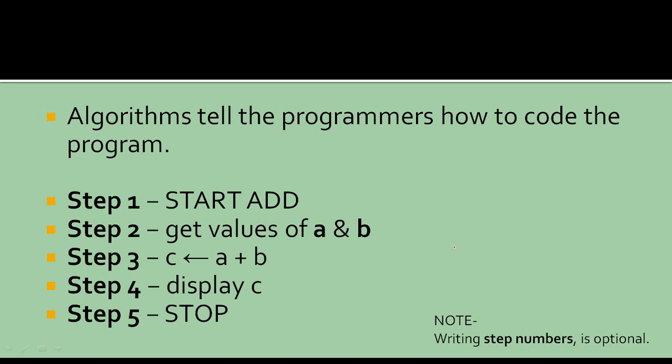Also, sometimes an algorithm becomes lengthy. If you need to shorten the algorithm, you can do it like this. Step 1: start. To add, get values A and B. Then C equals A plus B, that means store the result of the addition of A and B into C. Now display C, and the last statement is stop. Note that writing the step number is optional, so it's good.